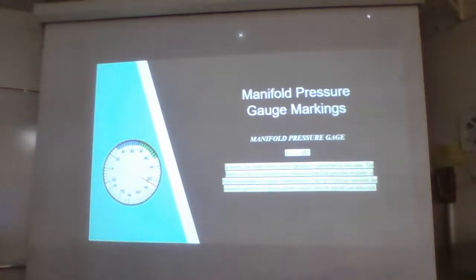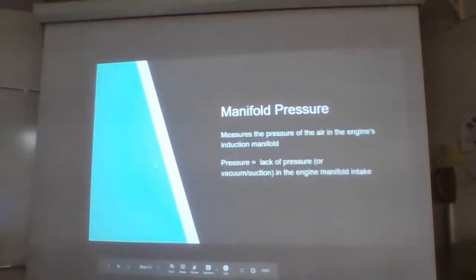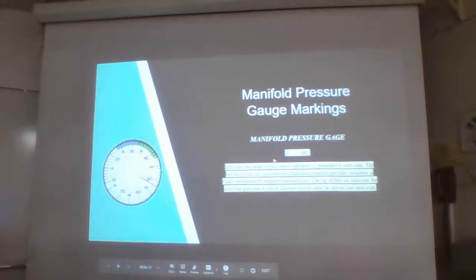This information, these next few slides, come from a military manual. Sometimes in the military you will see a blue range marking. I haven't seen it so much in civilian aviation, but these are good things to know, the differences between these range markings and the gauges that you will see. So, manifold pressure gauge markings. Our manifold pressure gauge on this one has a blue arc.